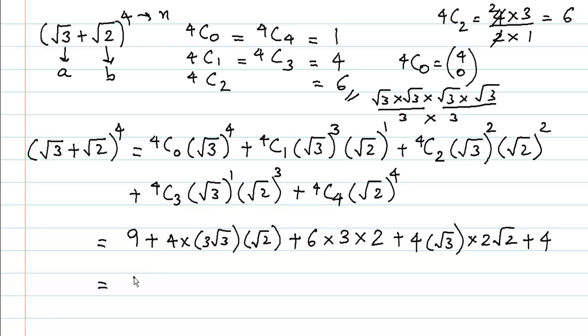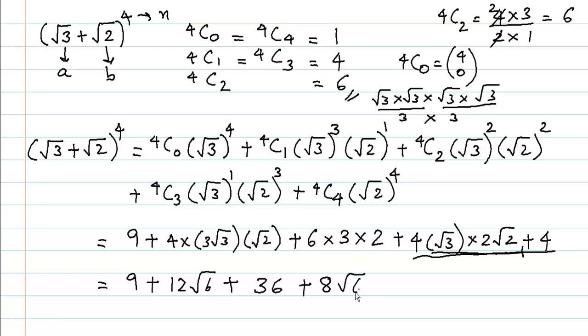Now let us simplify this further. 9 plus 4 3s is 12. Root 2 into root 3 is root 6. So we can write 12 root 6. Then we have 6 3s are 18. 18 2s are 36. So we don't have any roots over here. And then we'll take the last part. 4 2s is 8. Root 3 into root 2 is again root 6. And the last part is 4.